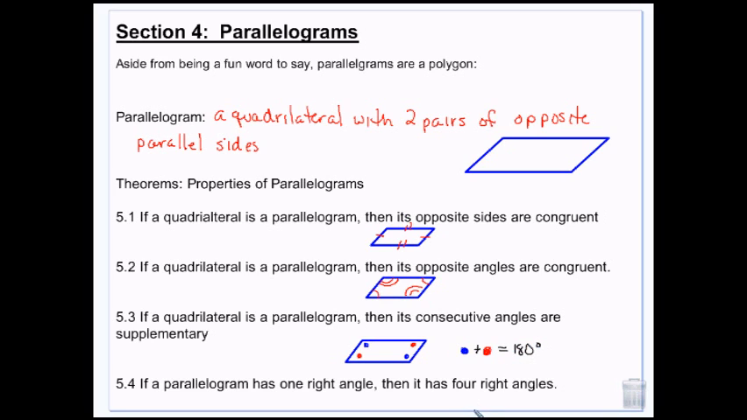And then if a parallelogram has one right angle, it has 4 right angles, because if you think about that, I have a parallelogram. If this is 90, then this is 90, because they're congruent. Well, then these two add up to 180, so this has to be 90, and this has to be 90. So if one is 90, they're all 90, which makes it a rectangle or a square.